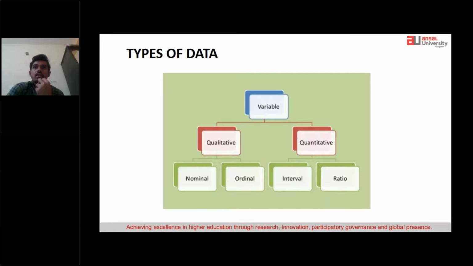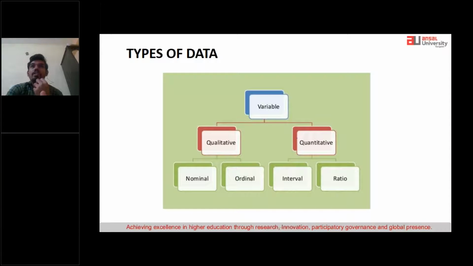Your continuous data, on the other hand, is the one where even decimal values have meaning. For example, age is continuous data, because age can be one year, 1.2 years, or 1.3 years. Even the decimal values have some meaning. That is your continuous data. Other examples of continuous data are axial length and refractive error. All these are your continuous data.